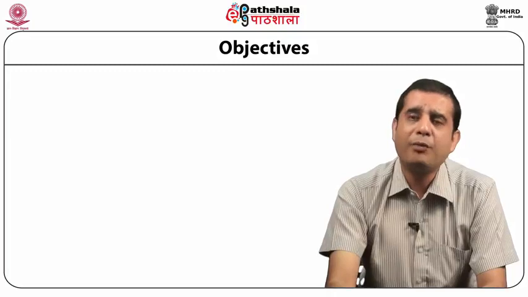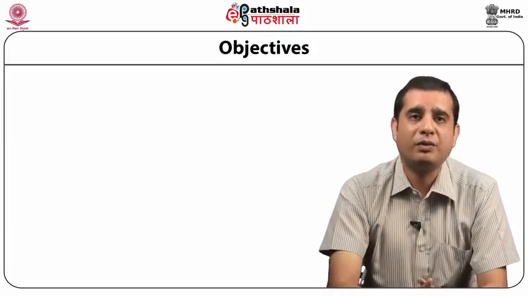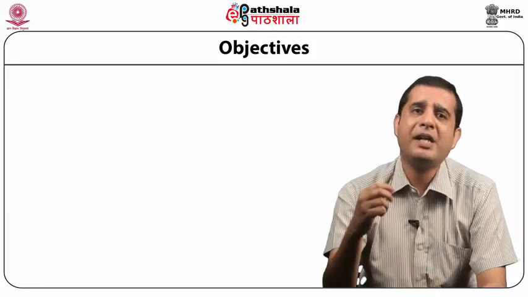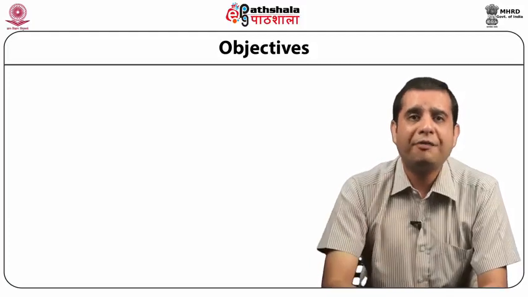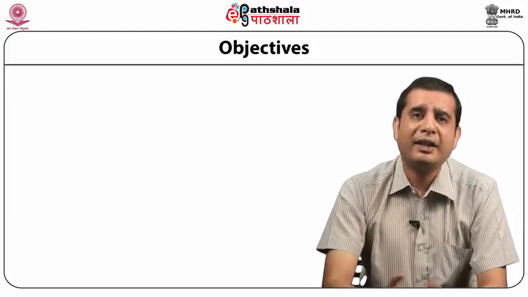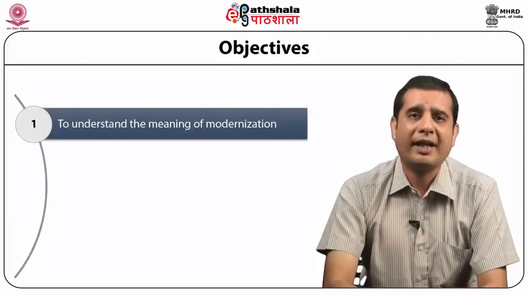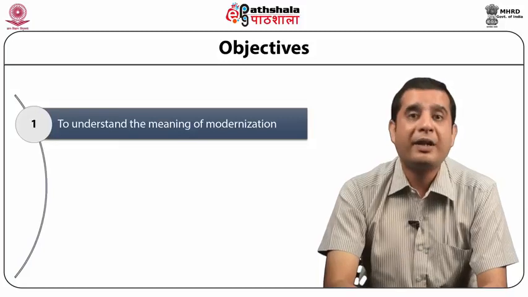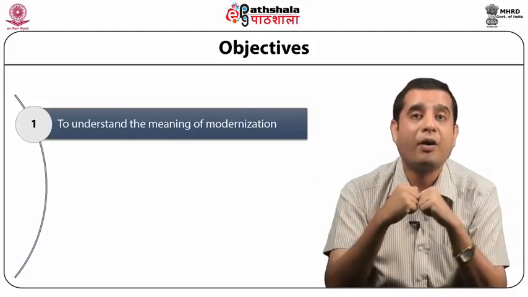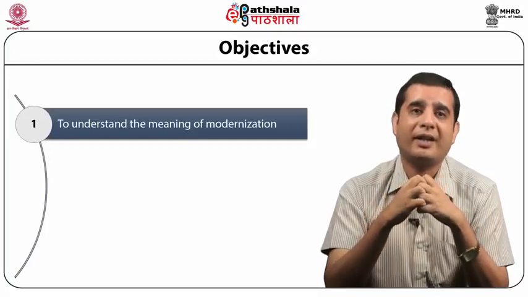Now students, I would highlight the main objectives of this module. I would primarily mention 3 important points. The first is that in this module we are going to look at the meaning of modernization. In order to understand the meaning of modernization, I would be referring to some of the very important definitions given by scholars of comparative politics.